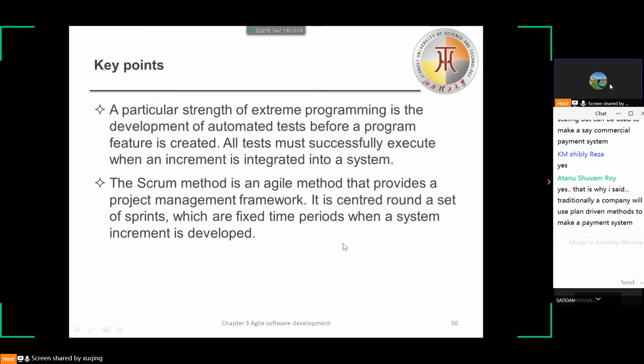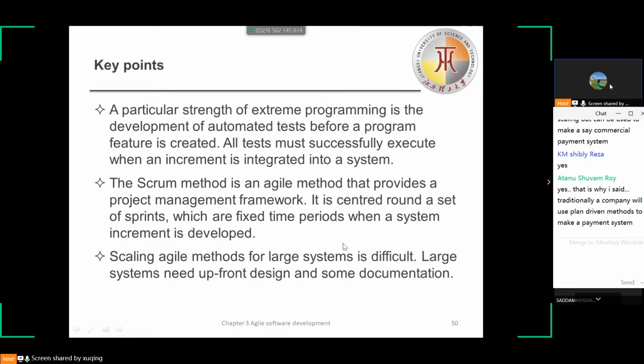And we have talked about the Scrum method. It is an agile method that provides a project management framework to manage a project using agile methods. It is centered around a set of sprints. It's the cycle of sprints. And there, we have fixed time periods when our system increment is developed.